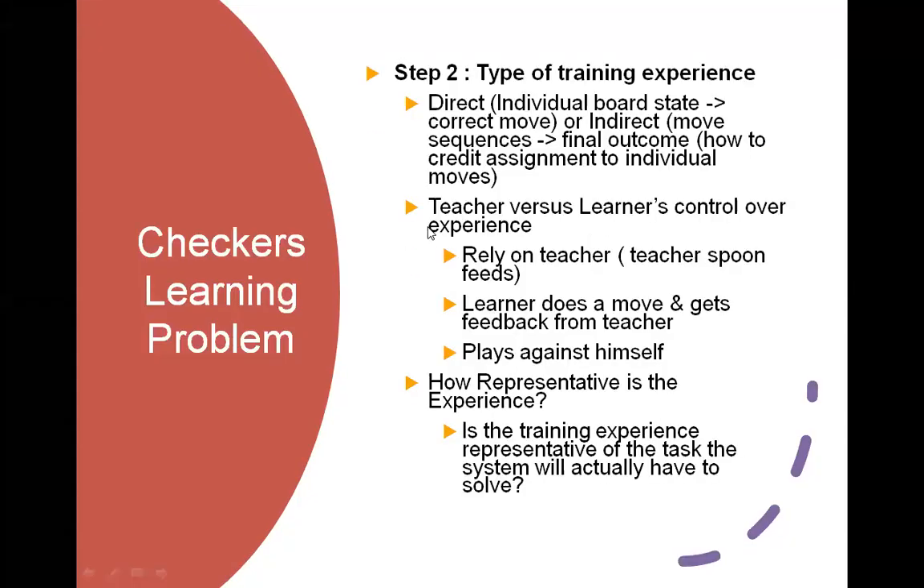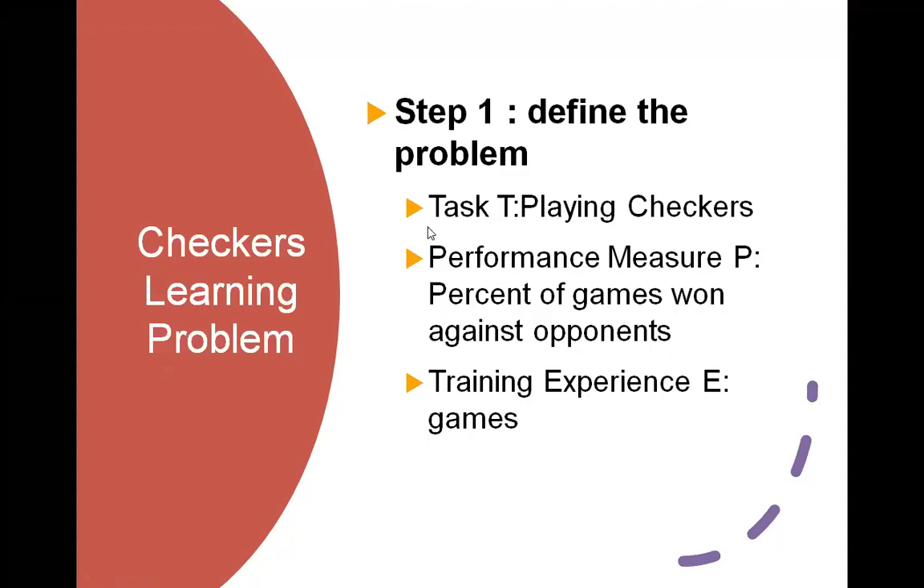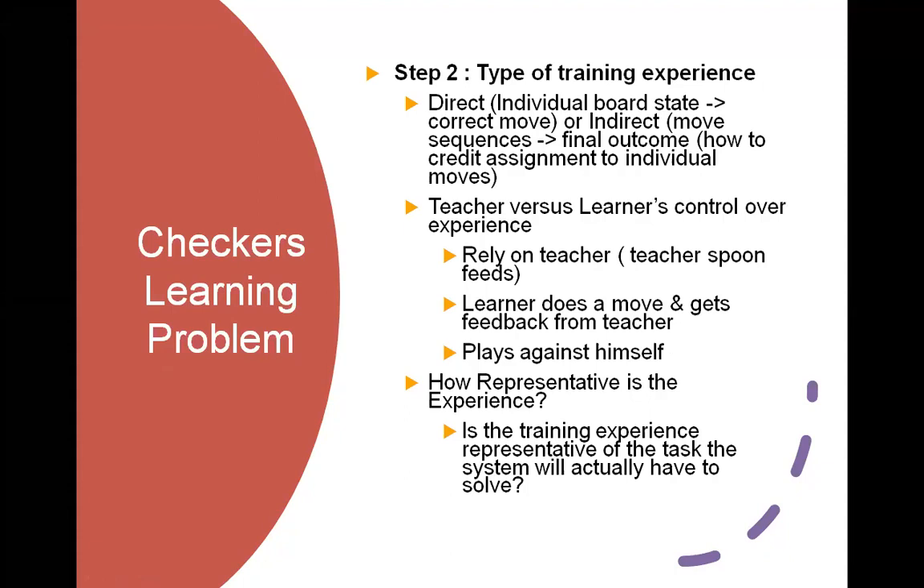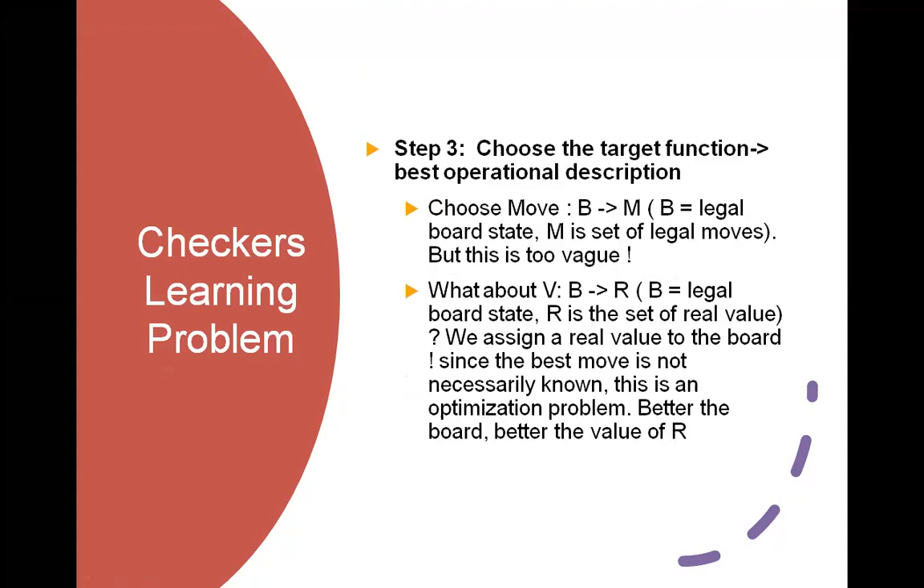In your design phase, first you have to define the problem. So we have defined it. The next thing is what type of training example are we going to provide? Is it direct or indirect feedback? How much involvement of the trainer will there be? Is it against the computer or against humans? All those things you have to address.